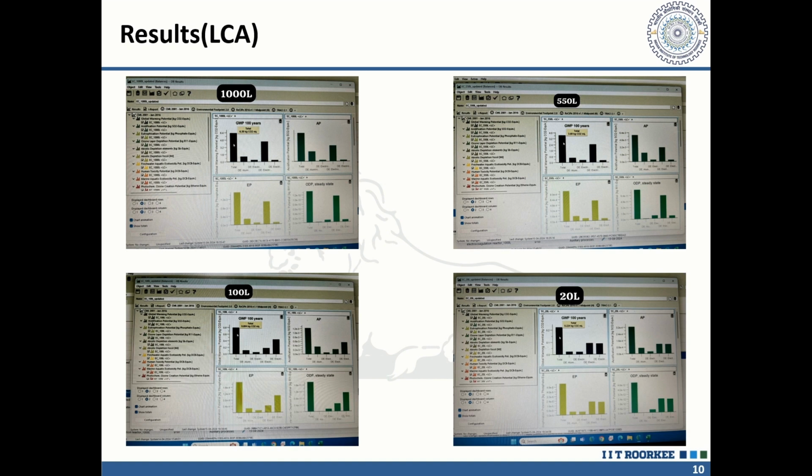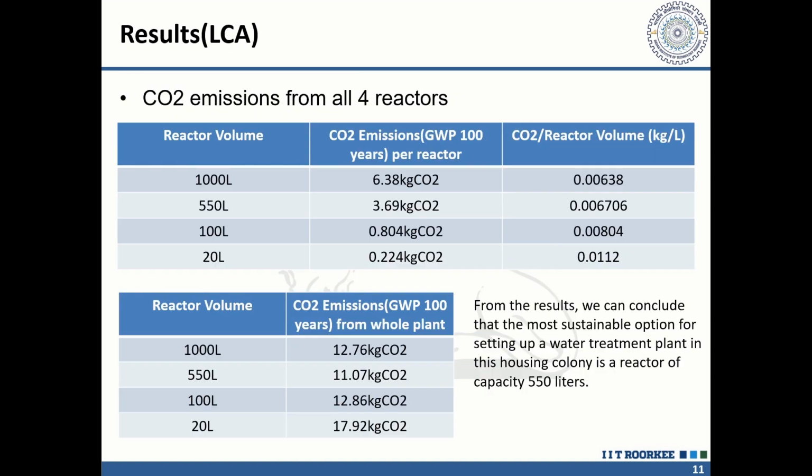We have attached this image from GaBi software, showing reactor volume versus CO2 emission, GWP 100 years per reactor. You can see that the 1,000 liter reactor is very good for the environment, but only for a single reactor. But if you look at the whole set of reactors, then the 550 liter reactor will be better for our plant.